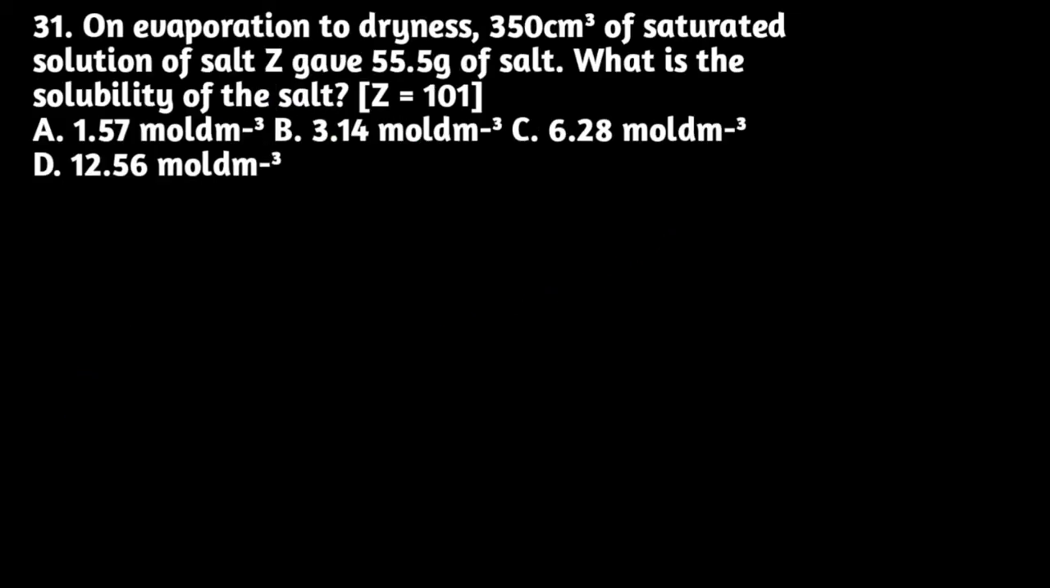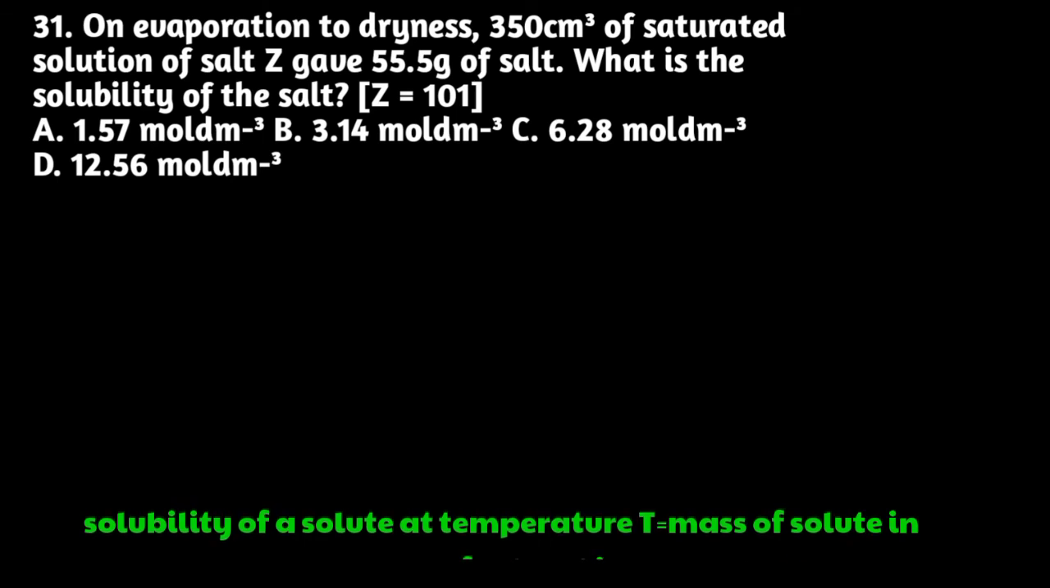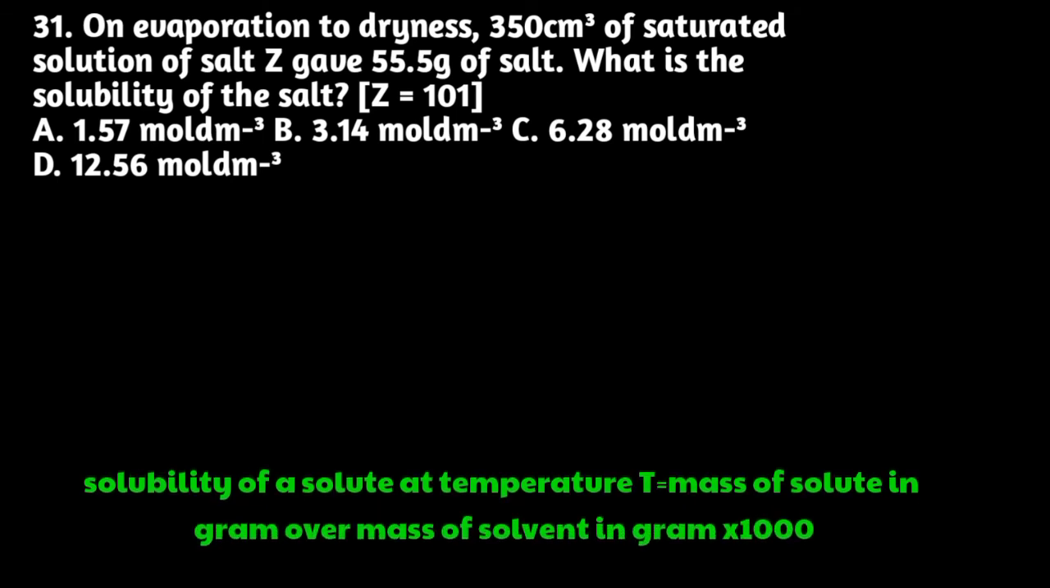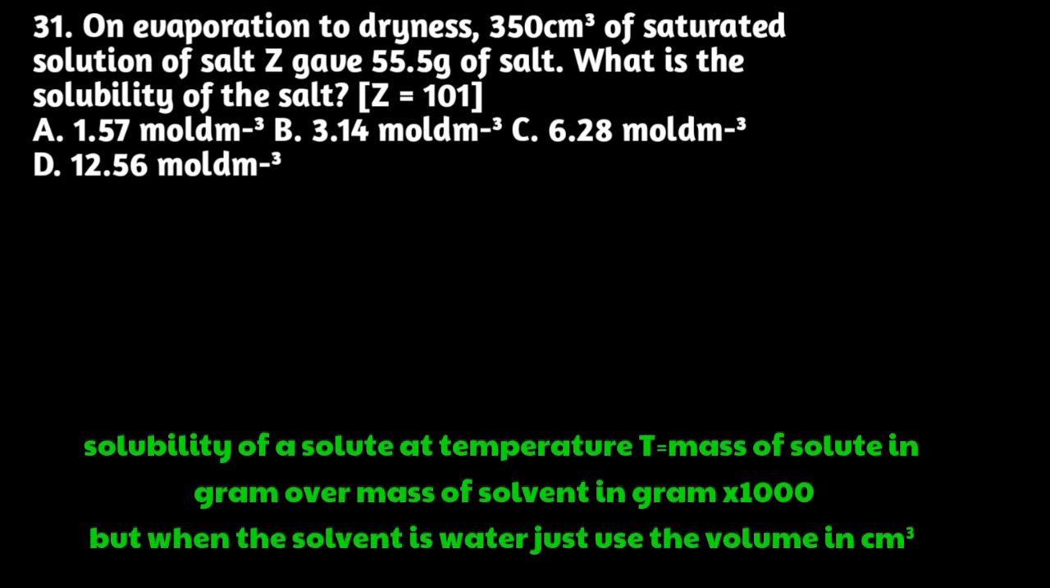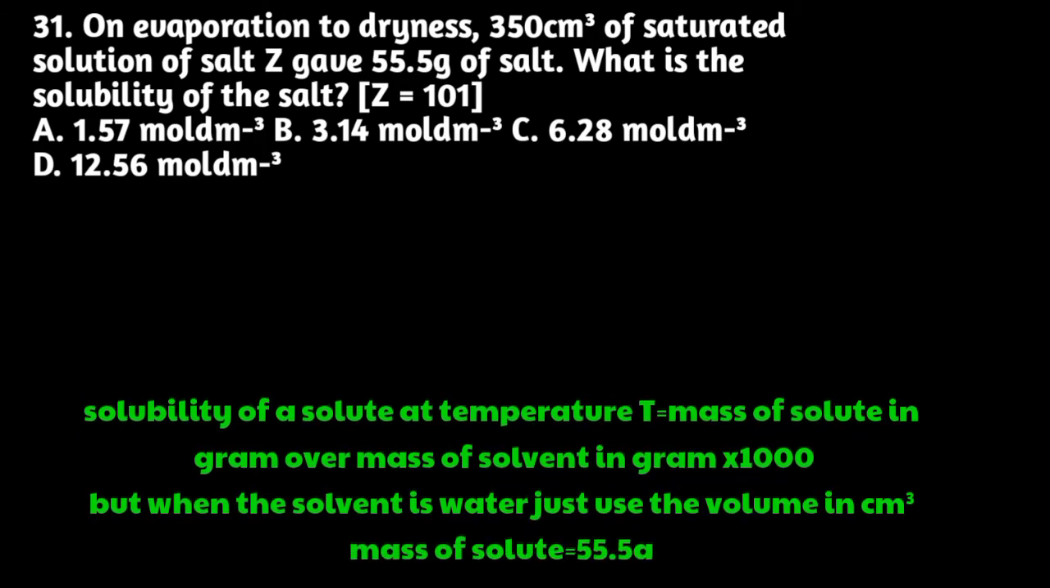Question number 31. On evaporation to dryness, 350 centimeter cube of saturated solution of salt Z gave 55.5 gram of salt. If we assume that Z is 101, what would be the solubility of the salt? Therefore, you should understand that the formula for calculating solubility is mass of the solute in gram divided by the mass of the solvent in gram multiplied by 1000. This will give you the solubility.